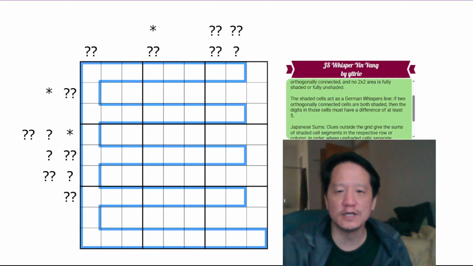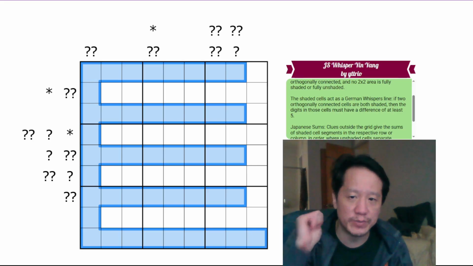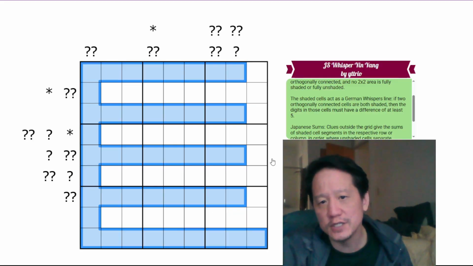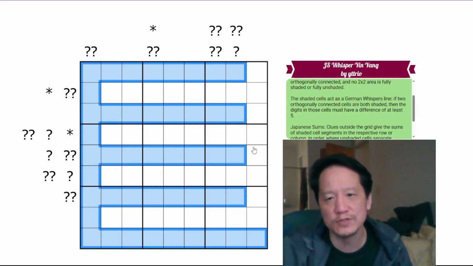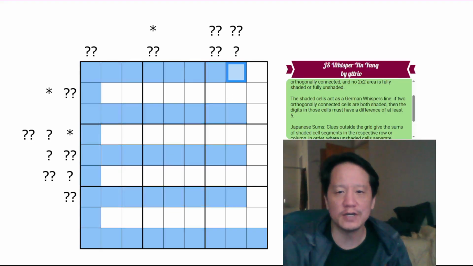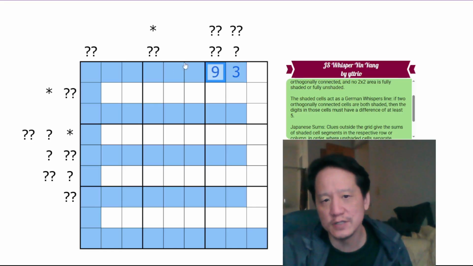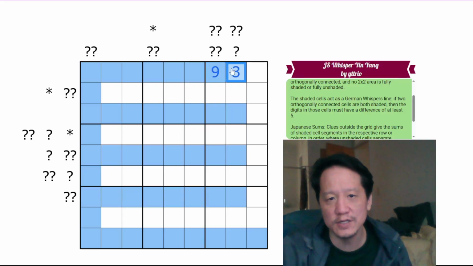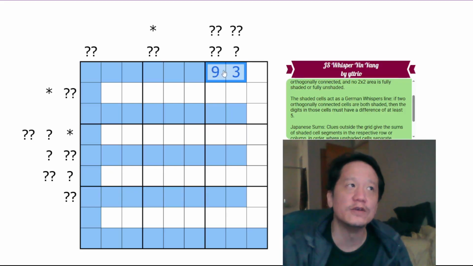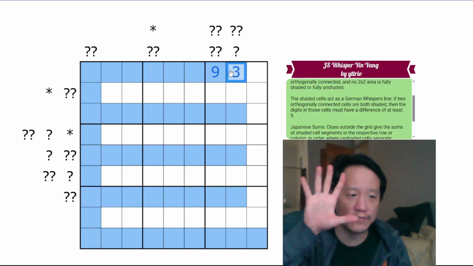The shaded cells act as a German whispers line. If two orthogonally connected cells are both shaded, then the digits in those cells must have a difference of at least 5. So, for example, if you have a 3 here, this would have to be 8 or 9, because the only digit which is 5 or more away from 3 is 8 or 9.